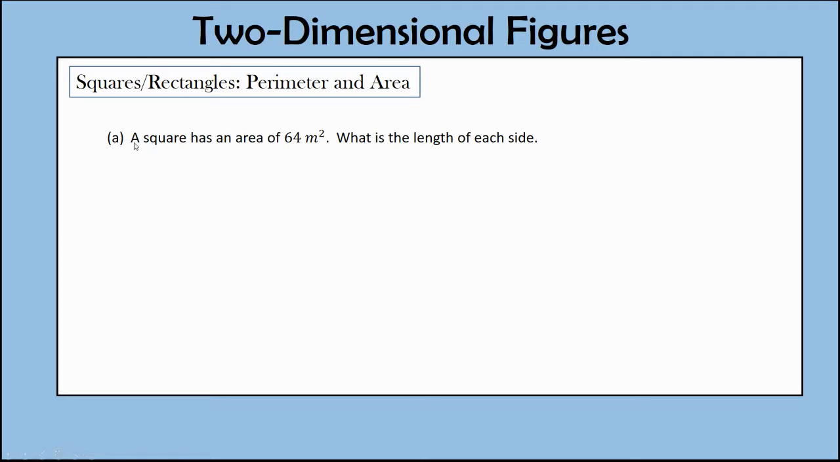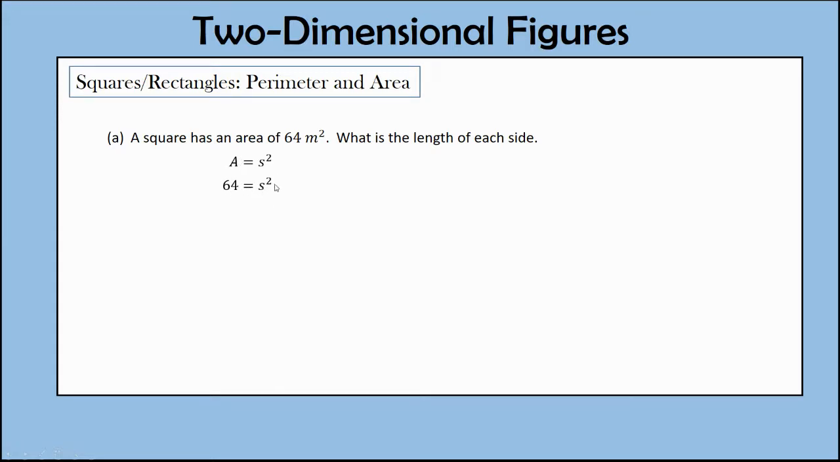A little different now. They're giving us the information a little differently. The square has an area of 64 meters squared. What's the length of each side? So we're talking about the area of a square. So I use that formula, area equals side squared. Now, the area they're telling us is 64. So 64 equals side squared.